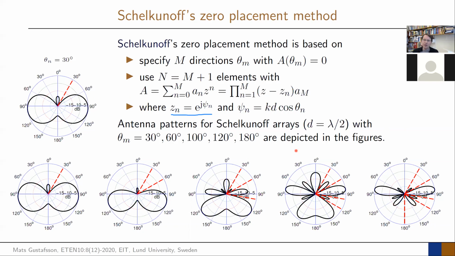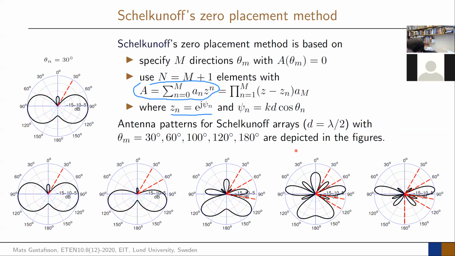And this will now be a polynomial. So my array factor here, I can interpret as a polynomial in these coefficients. What do you know about polynomials? I think in high school you learned you can solve a second order polynomial. It has 2 zeros. A third order polynomial has 3 zeros. What does the Schelkunoff zero placement method say? It says specify the zeros and then determine the polynomial. The polynomial coefficients are the excitation coefficients, given the zeros, and then you have the Schelkunoff zero placement method.